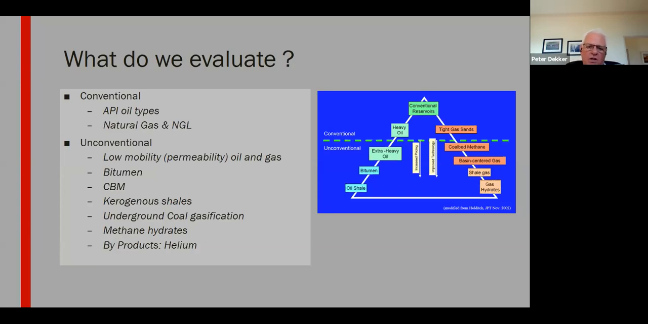Then you've got the unconventional oil and gas, and mainly oil, and that is low mobility, low permeability oil and gas. So that is really, like you heard, the shale gas, the shale oil, the bitumen, very heavy oil, the oil sands in Canada, coal bed methane, the gas we try to get out of the coal seams. And then kerogenous shales, underground coal gasification, methane hydrates, and since a couple of years in South Africa, we also have helium, although that's not a hydrocarbon. It's a byproduct from hydrocarbons quite often, and that comes to the surface, but it's very valuable. So these are the gases and the oils we evaluate.